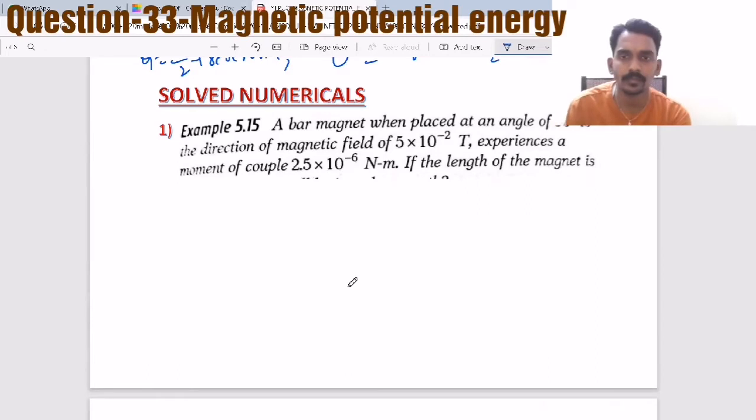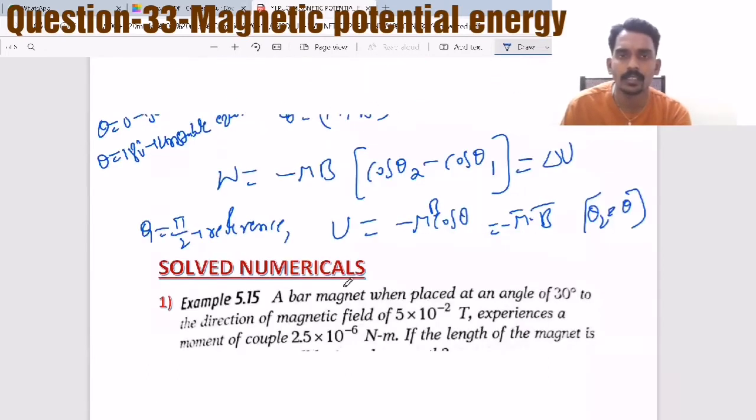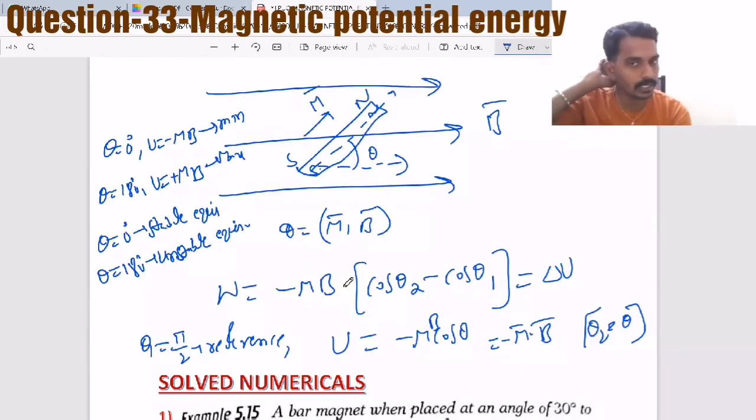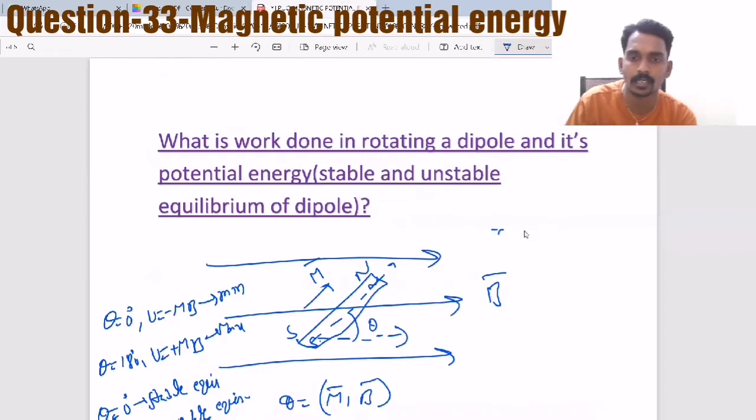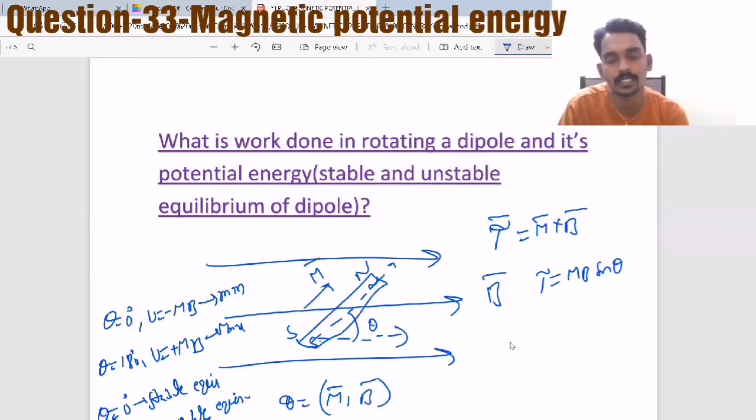But here, one more thing: when you place a bar magnet in the presence of an external magnetic field, first it experiences a magnetic torque. That magnetic torque, tau bar equal to m bar cross b bar, so magnetic torque equals mb sin theta. This is the magnetic torque.